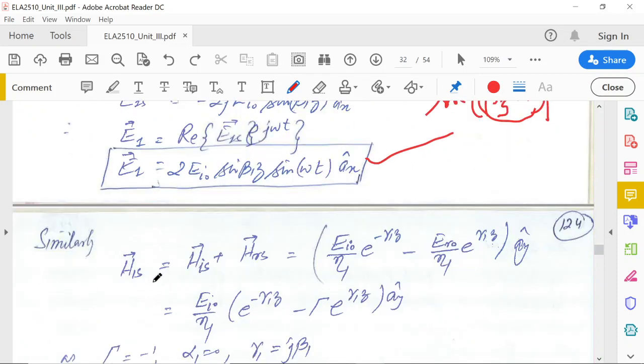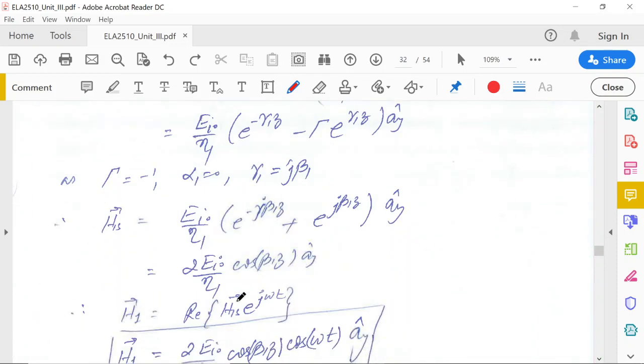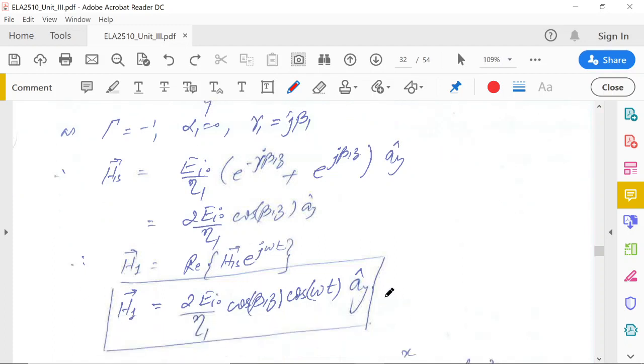Similarly, for the magnetic field, when you do the analysis, again you will get this type of expression, which is also a sinusoidal variation, but out of phase with the sine beta 1z. And this is again multiplied by some quantity times cos omega t. So again, this is a standing wave. So E1 and H1 seem to be not propagating.